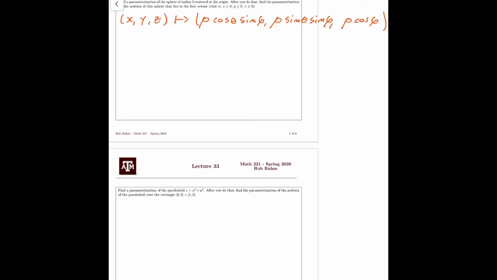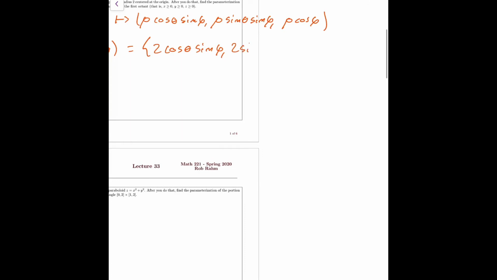The full spherical coordinates give three parameters: rho, theta, and phi. We need two parameters. Notice that for a sphere of radius 2, rho is equal to 2, so all of these rhos are equal to 2. So the parameterization for a sphere of radius 2 is r of phi, theta equal to, as a vector function, 2 cosine theta sine phi, 2 sine theta sine phi, 2 cosine phi.